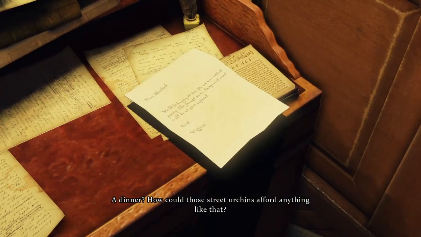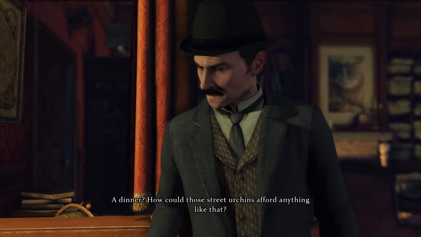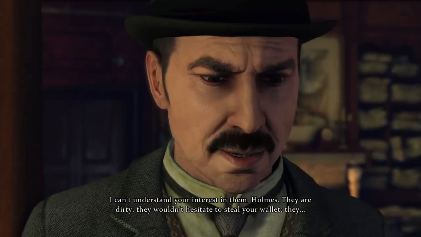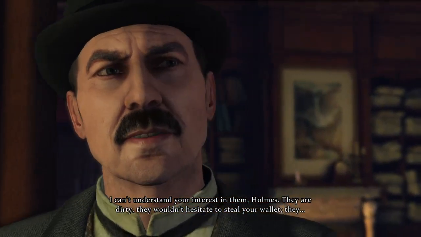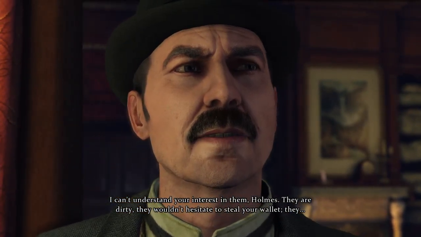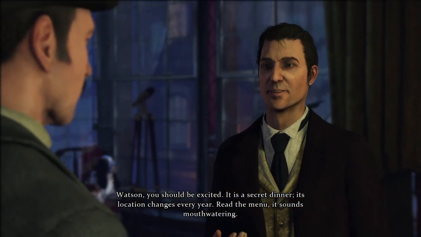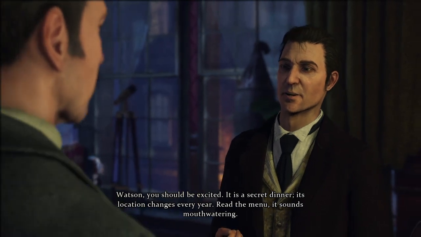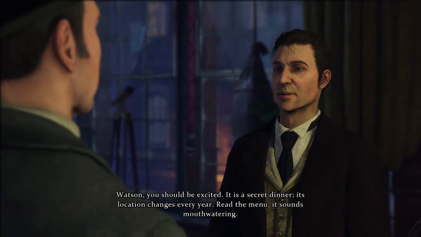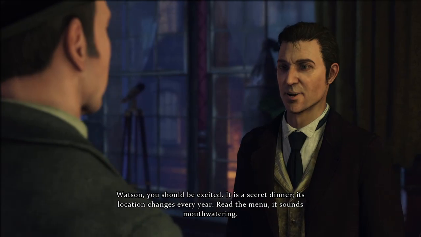A dinner? How could those street urchins afford anything like that? I can't understand your interest in them, Holmes. They're dirty. They wouldn't hesitate to steal your wallet. Watson, you should be excited. It is a secret dinner. Its location changes every year. Read the menu. Sounds mouth-watering.